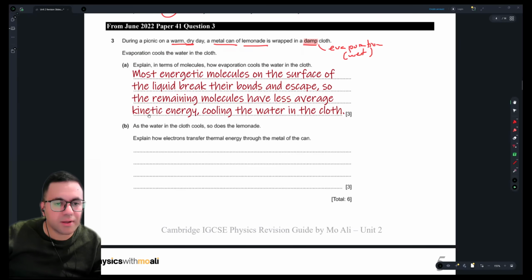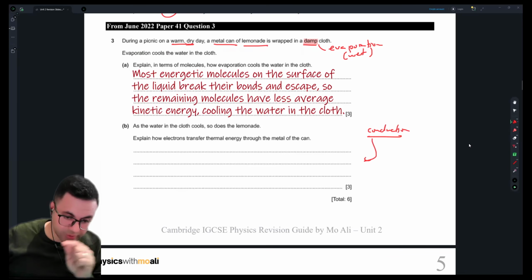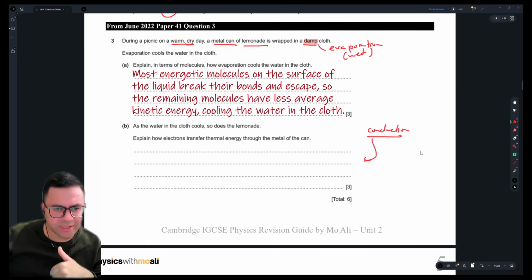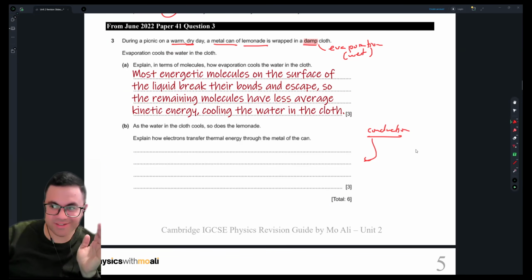Next. As the water in the cloth cools, so does the lemonade. Explain how electrons transfer thermal energy through the metal of the can. This is more of a question about conduction. It's not really an evaporation question. It's a conduction question, which means we'll go over this at the very end of the lesson. So if you still don't remember what conduction is, that's fine. Watch till the end and skip back and come back to this answer. But how do electrons transfer thermal energy through the metal of the can?